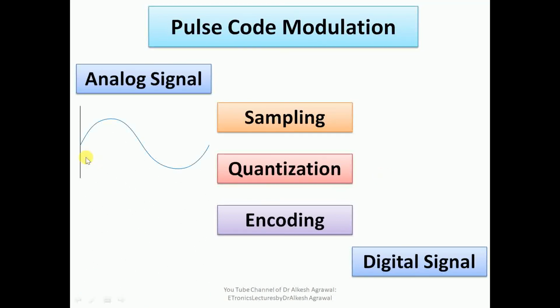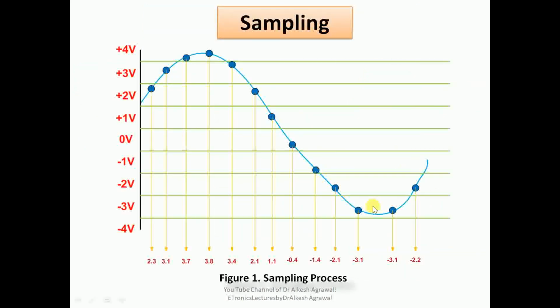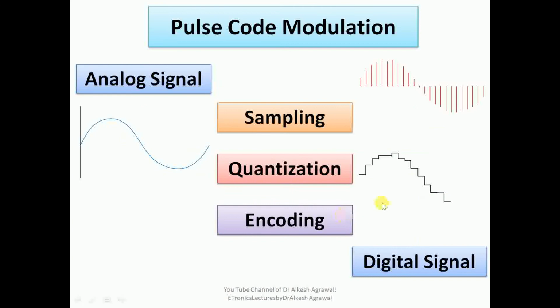To clarify further, suppose this is an analog signal and this is the nature of a sampled signal. You can see this kind of signal is defined for every time, whereas this kind of signal is defined only for certain time instances. So this is a sampled signal. The sampled signal is further quantized, so you can see the amplitude is also fixed. The third process is encoding.